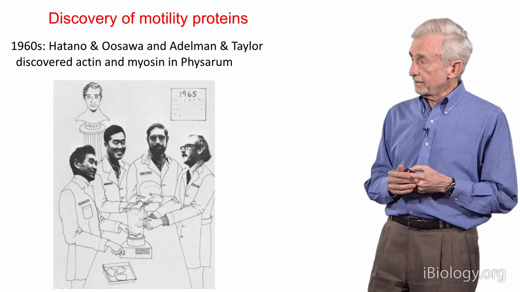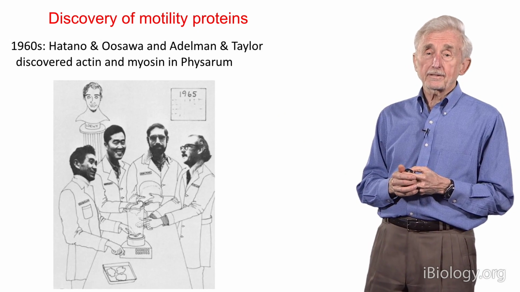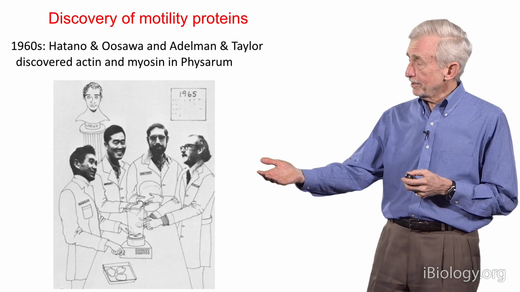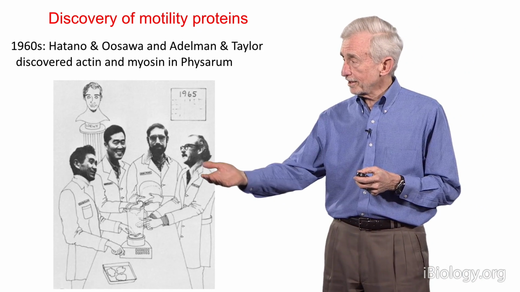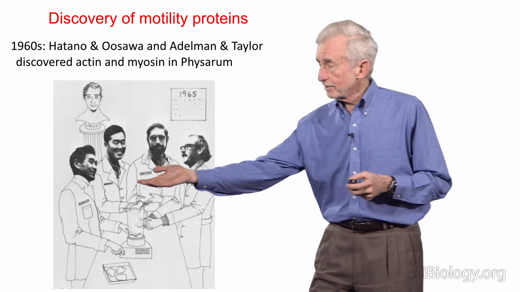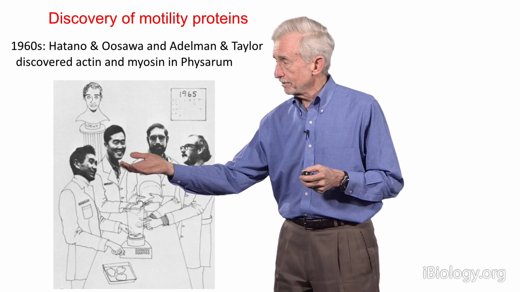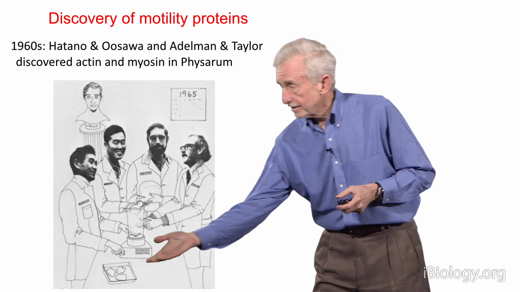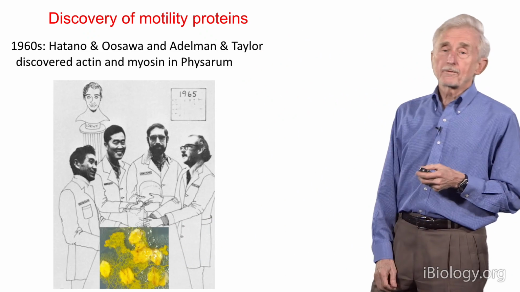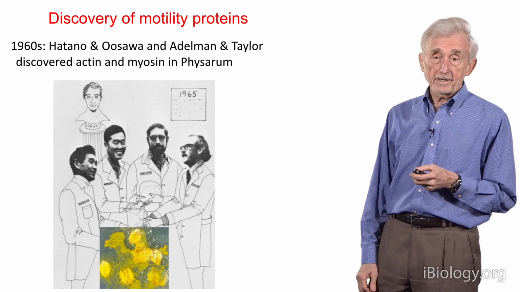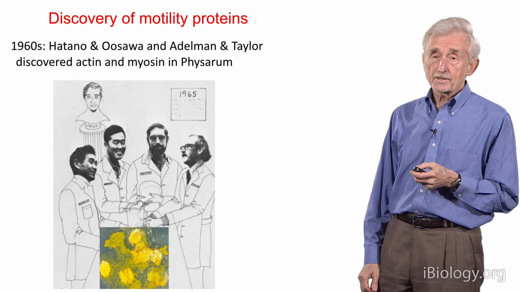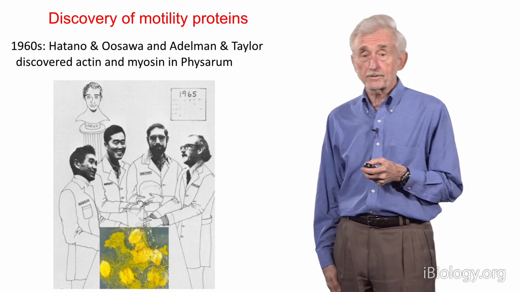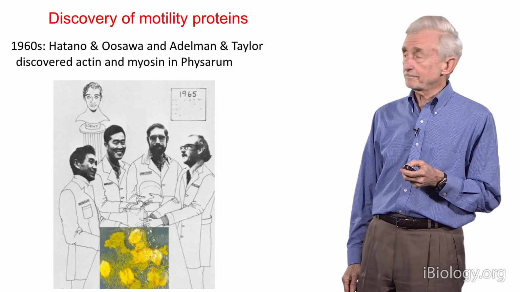In the 1960s, we did not know that actin and myosin existed outside of muscle until these four gentlemen came along. We have here Ed Taylor, a professor at the University of Chicago, with his student Mark Edelman, and Fumio Oosawa, professor at Nagoya University, with his student Sadashi Hatano. And these two groups, working independently on a slime mold called Physarum down here, were able to isolate actin and myosin from this non-muscle cell, showing that myosin and actin were not unique to muscle, and in fact that they are likely to be universal components of eukaryotic cells.